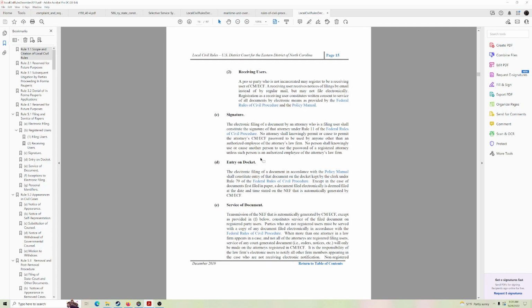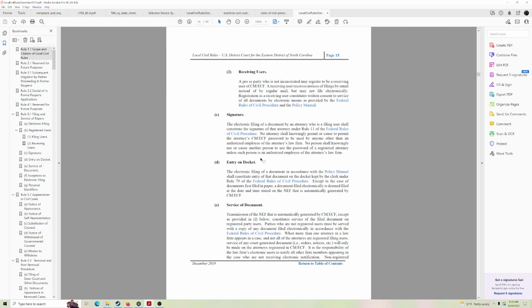C. Signature. The electronic filing of a document by an attorney who is a filing user shall constitute the signature of the attorney under Rule 11 of the Federal Rules of Civil Procedure. No attorney shall knowingly permit or cause to permit the attorney's CM/ECF password to be used by anyone other than an authorized employee of the attorney's law firm. No person shall knowingly use or cause another person to use the password of a registered attorney unless such person is an authorized employee of the attorney's law firm.